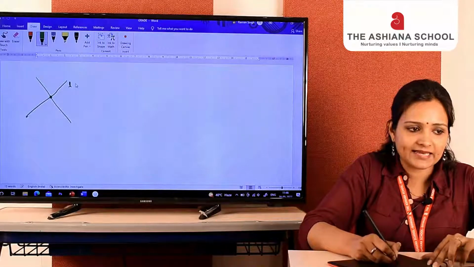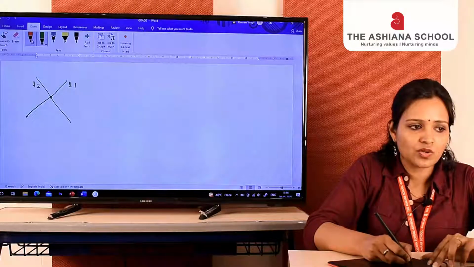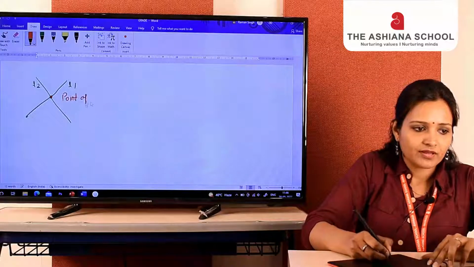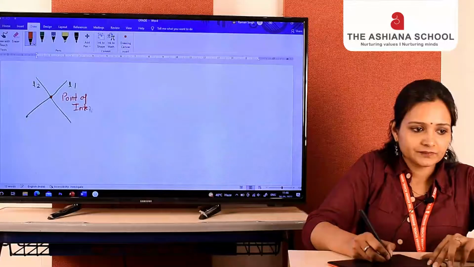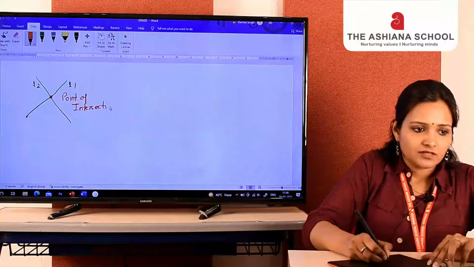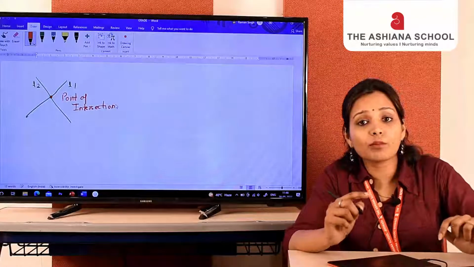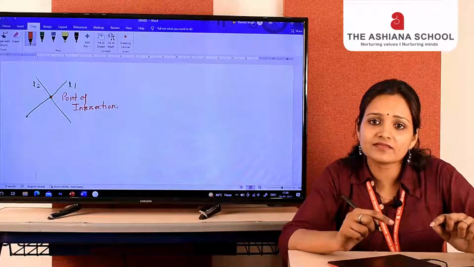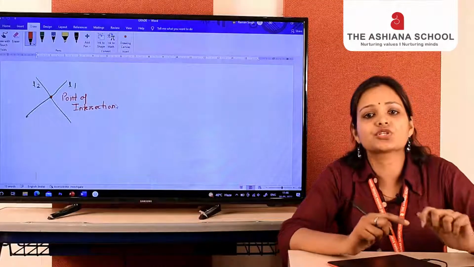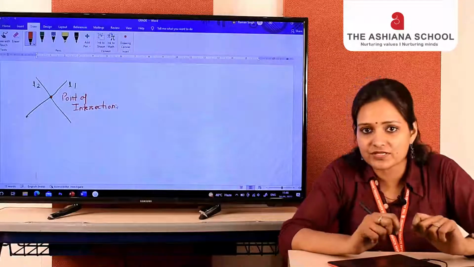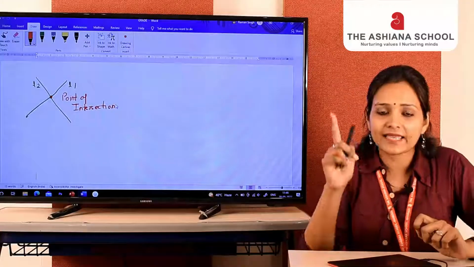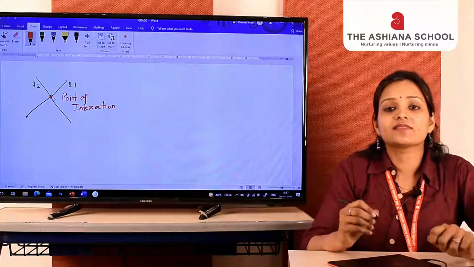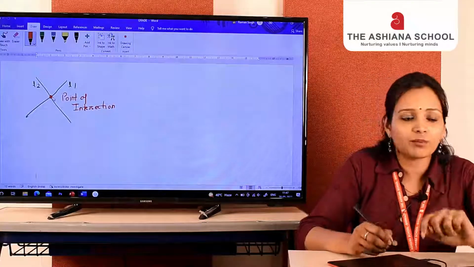Let's say this is line L1, this is line L2, and this is the point of intersection. Children, we can see this is the common point which is lying on both the lines. So that's why this is called as the solution of the two equations, right? So two lines can be intersecting. When we say intersecting, that means they will intersect at one point.